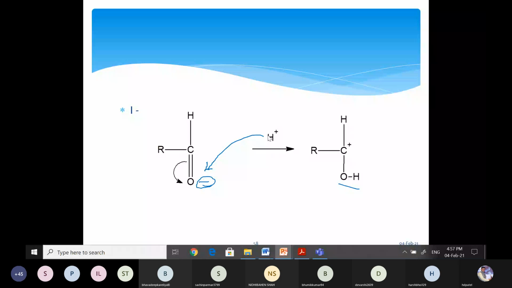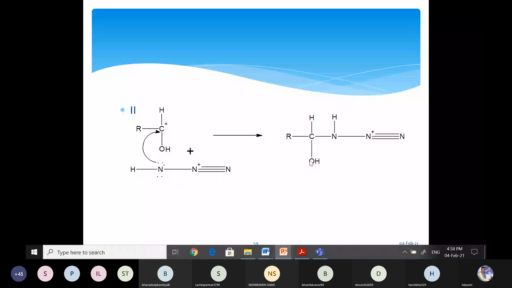That's why oxygen will bind with the proton and convert it into OH, and carbon has donated an electron. That's why carbon has a positive charge, so we can call it a carbocation formation. After that, in the same way, hydroxylamine will react. When hydroxylamine reacts, we will get RCHOH NH plus N plus triple bond N.